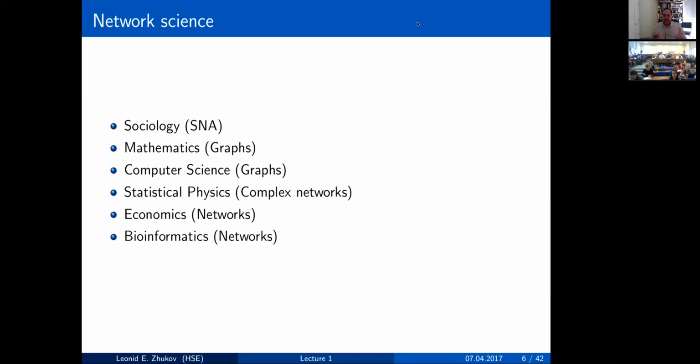Then economists and economics, it's also about networks, and that's your flow of money networks, financial networks. You could probably also put in there logistics and all the delivery networks, etc. Finally, there are quite a few contributions to the science coming from bioinformatics people, who usually talk about biological pathways, but it's again networks.